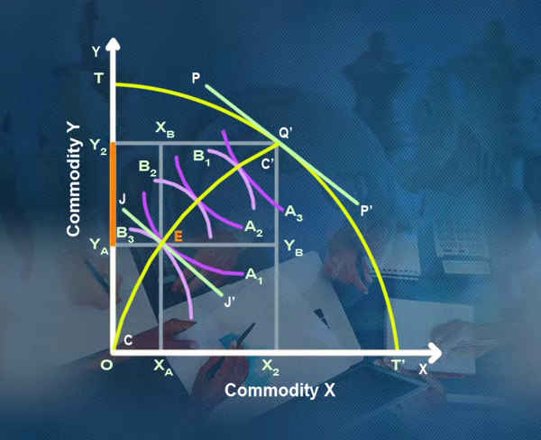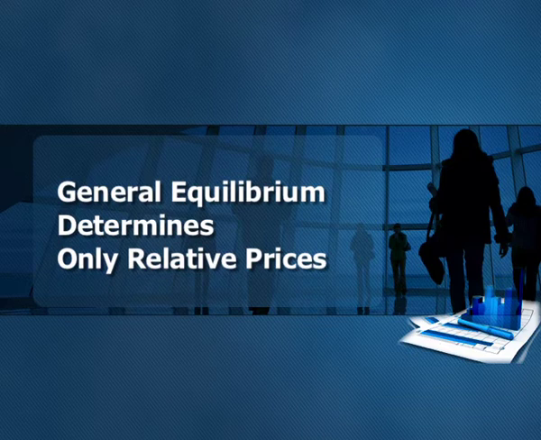At last, let us discuss how general equilibrium determines only relative prices. Microeconomic theory is concerned with the analysis of factors that determine relative prices and not absolute prices. Relative price is the price of a good or factor when compared with the price of another good or factor. In other words, relative price is the ratio of prices of goods.